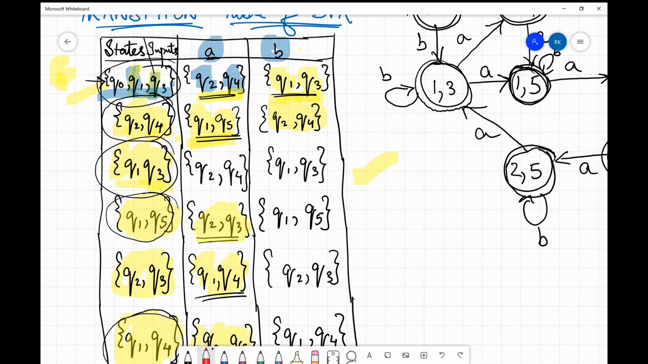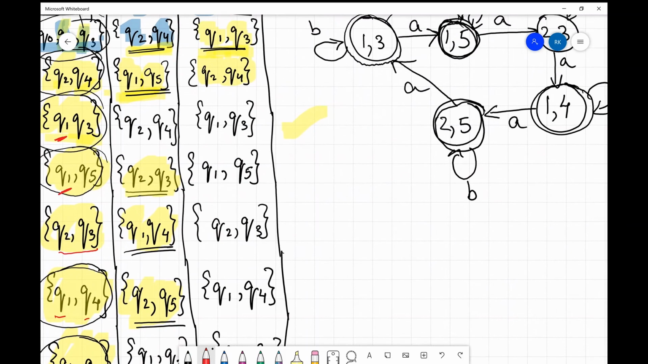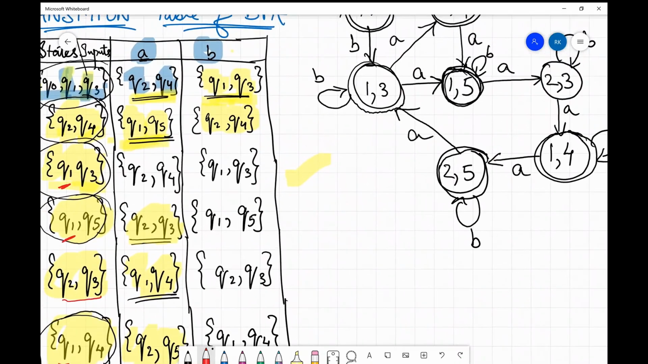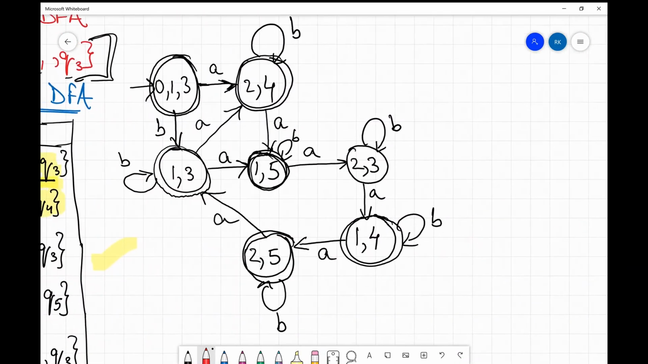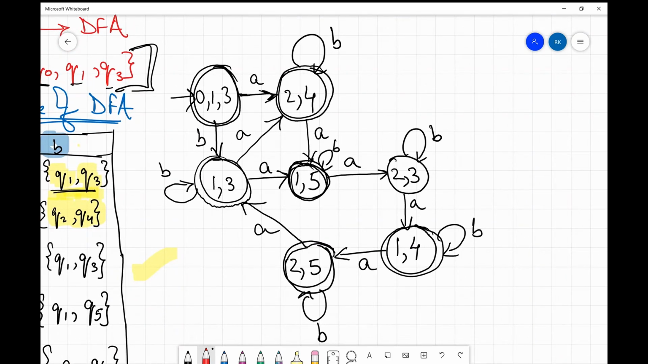Final state, Q4. Final state, Q1, because it is present over here. Q1, Q4, Q5 are not here, so not a final state. Q1, Q4 both, so final state. Q5, final state. So then the final step is just to draw a DFA corresponding to this transition table. You just need to draw the transitions, and this is the final DFA that you will obtain.